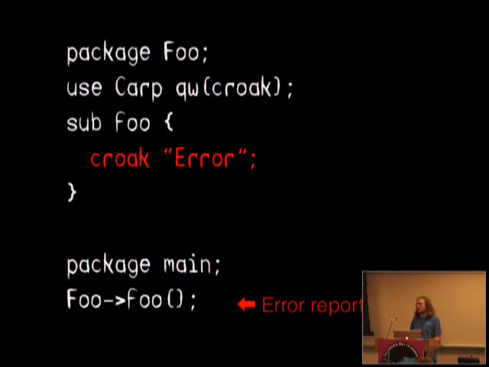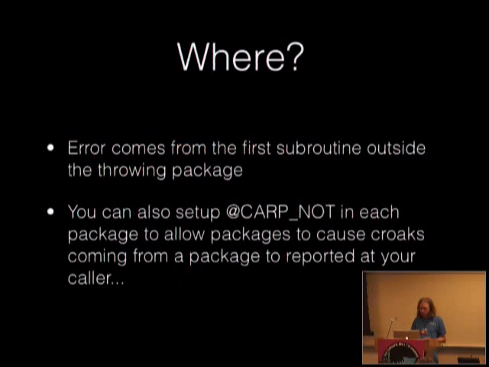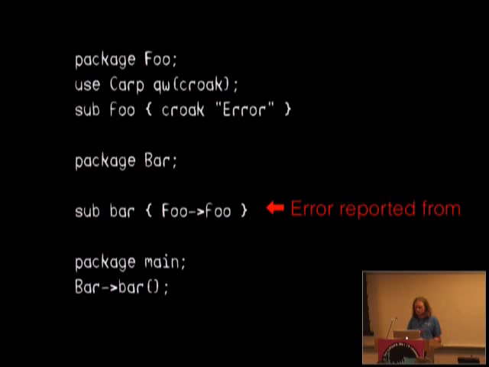Say someone passed you an invalid input to your function. You probably don't want to report it in the middle of your function because no one cares, but you want to probably report it from the point that someone passed you the invalid input. So in general, though the documentation is worth reading on this, the exception comes from the first subroutine outside the throwing package. You can also set up carp not.